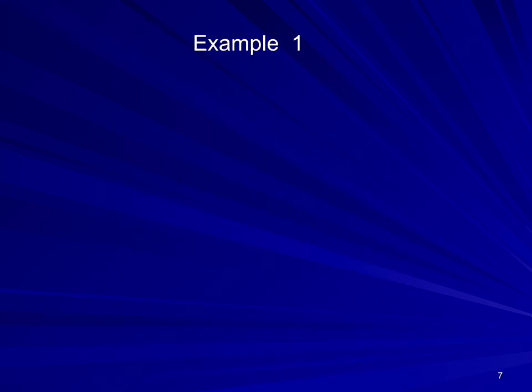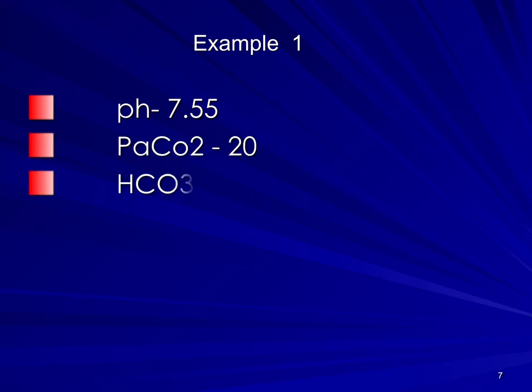Let's do a question here. Suppose pH is 7.55, PaCO2 is 20, and bicarb is 19. So pH is 7.55. The normal pH range is 7.35 to 7.45. So the pH is going high, it is alkalosis.